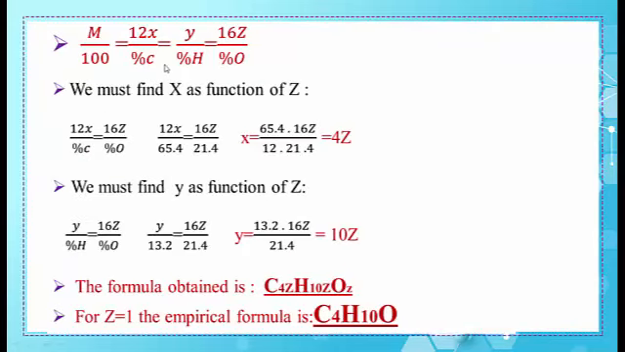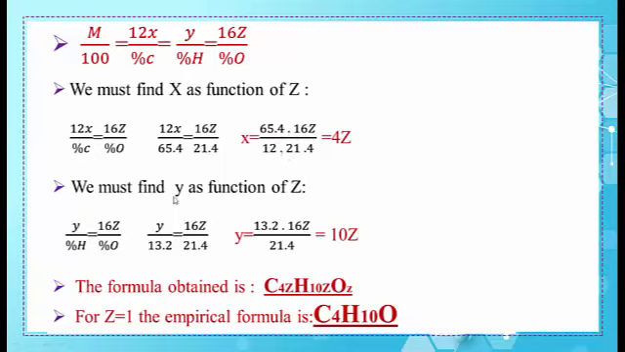Now we must find x as a function of z. Then we take 12x over the percentage of carbon is equal to 16z over the percentage of oxygen. Then 12x over 65.4, the percentage of carbon, is equal to 16z over 21.4, which is the percentage of oxygen. Then x is equal to 65.4 times 16z over 12 times 21.4, approximately equal to 4z.